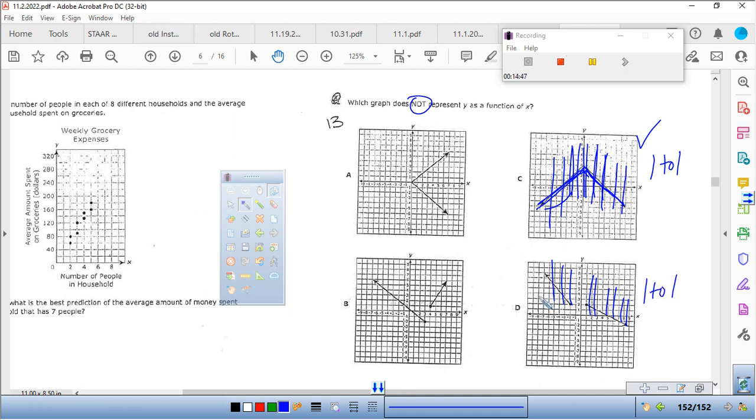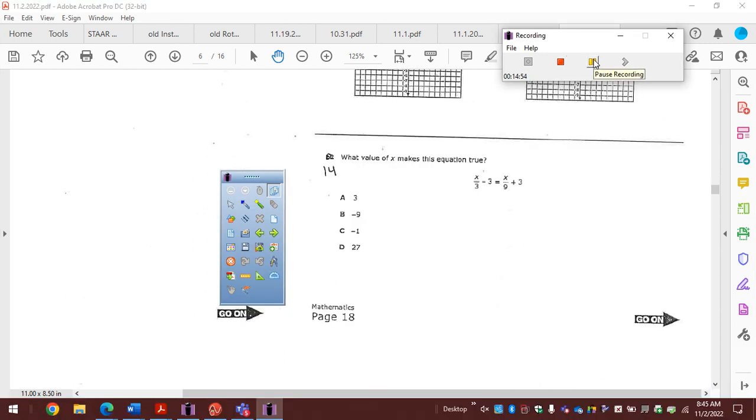Yes, this is 1, 2, 1. So it is a function. It crosses it only once, everywhere. Here, it crosses it twice. That is not a function.